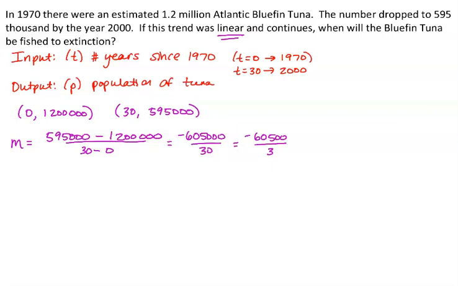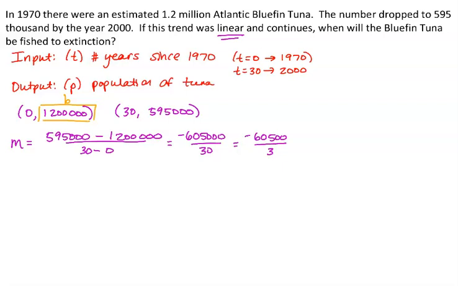The next thing that we need to figure out is b. It turns out that we actually already know b because of the way that we've represented our time. Since one of our points is 0, comma, a number, this is telling us that our b is going to be that 1.2 million.